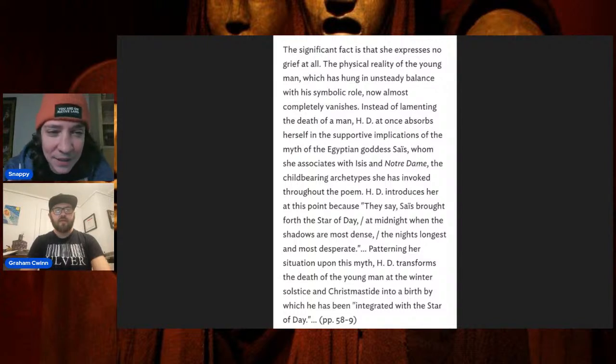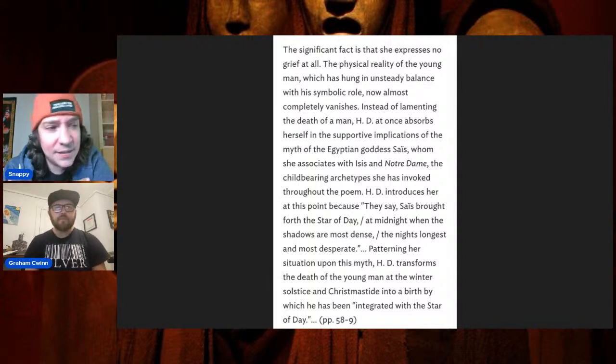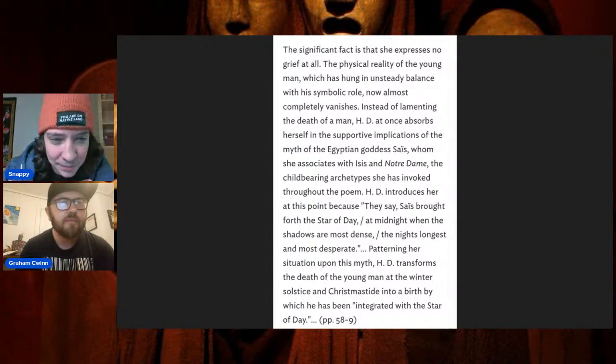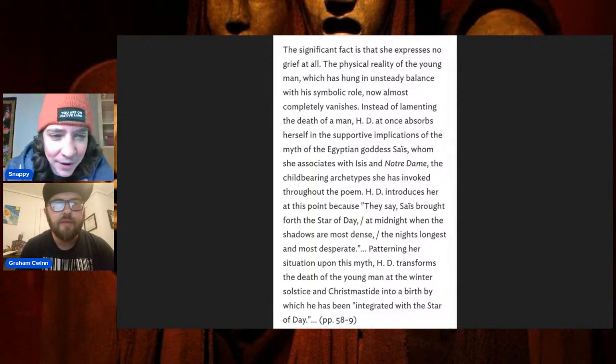The physical reality of the young man, which has hung in unsteady balance with his symbolic role, now almost completely vanishes. Instead of lamenting the death of a man, HD at once absorbs herself in the supportive implications of the myth of the Egyptian goddess Sais. So Sais is a city in Egypt and is related to Isis and to the goddess Neith, which is a creation goddess. It's Isis by another name, who she associates with Isis and Notre Dame. The childbearing archetypes she has invoked throughout this poem.